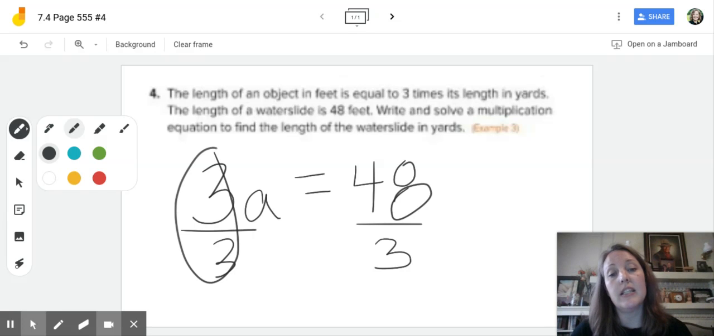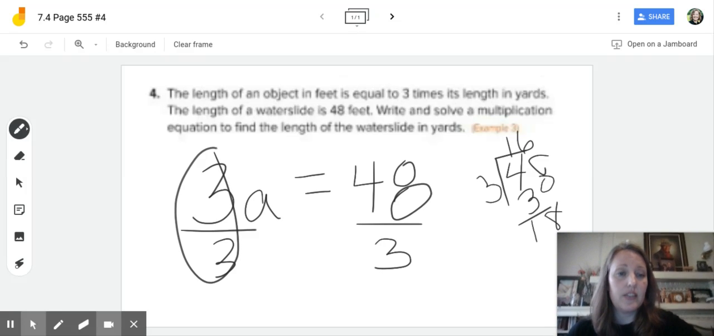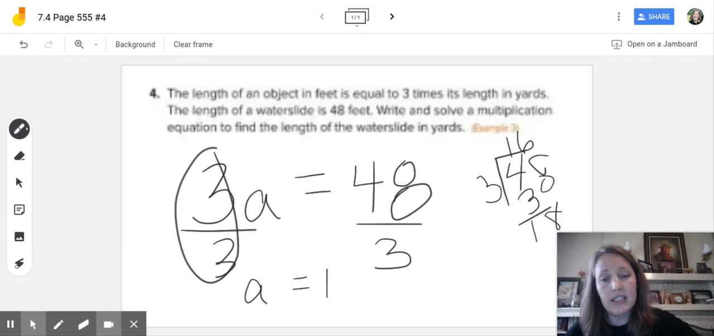Let's see, 12, 24, 36. It's not 12, it's bigger than that, right? 15, 30, 45, it's bigger than 15. Maybe it's 16, right? So of course we could just do our long division. 48 divided by 3, 1, and 18 is 6. So we just proved that A is equal to 16.